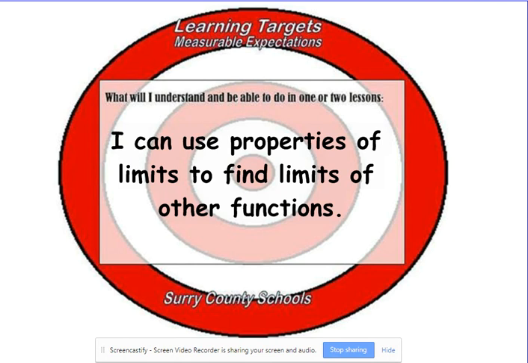Properties of limits to find limits of other functions. Now, there is a handout outline kind of sheet of this on the haiku page. If you want to print it out, it's going to make your note-taking time a little bit less because I've kind of already got the outline on there. You can just kind of fill in along with me.